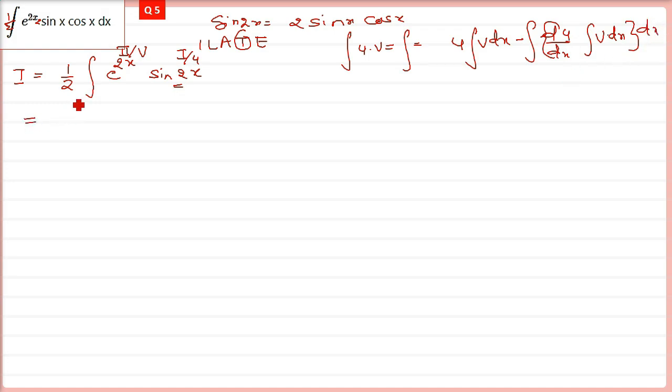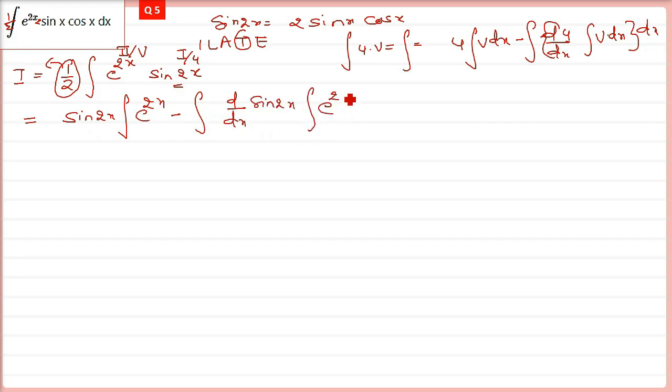So this will be half. Okay, half I'm just keeping for a while. I'll introduce it in a bit. Let's do this one. Sin 2x will come first, integration of e to the power x, minus integration of the first differentiation of sin 2x and then the integration of e to the power x again, dx, and then we'll integrate it again. Now this will be sin 2x only, e raised to x will be e raised to x, and then we will integrate 2x. 2x will be differentiated and 2 will come in the denominator.